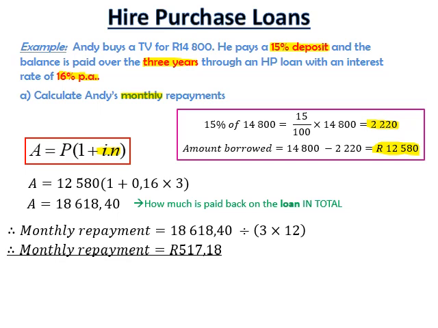Now that is the whole crux of the issue with hire purchase loans. 517 Rand per month is much more affordable than 14,800 up front. So yes, many people fall into the trap of agreeing to take a hire purchase loan so that they can get the TV immediately. But in the long run, you can see that 18,000 Rand is far more than 14,000 Rand. So you're actually paying a whole lot more.